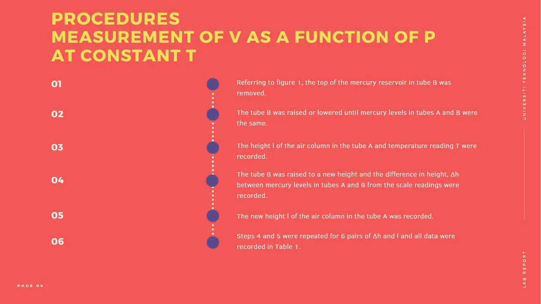Next, the tube B was raised to a new height, and then the difference in height between mercury levels in tubes A and B from the scale readings, which is labeled delta H, was recorded. The new height L of the air column in tube A was also recorded. Lastly, steps 4 and 5 were repeated for 6 pairs of delta H and L, and all these data were recorded in table 1.